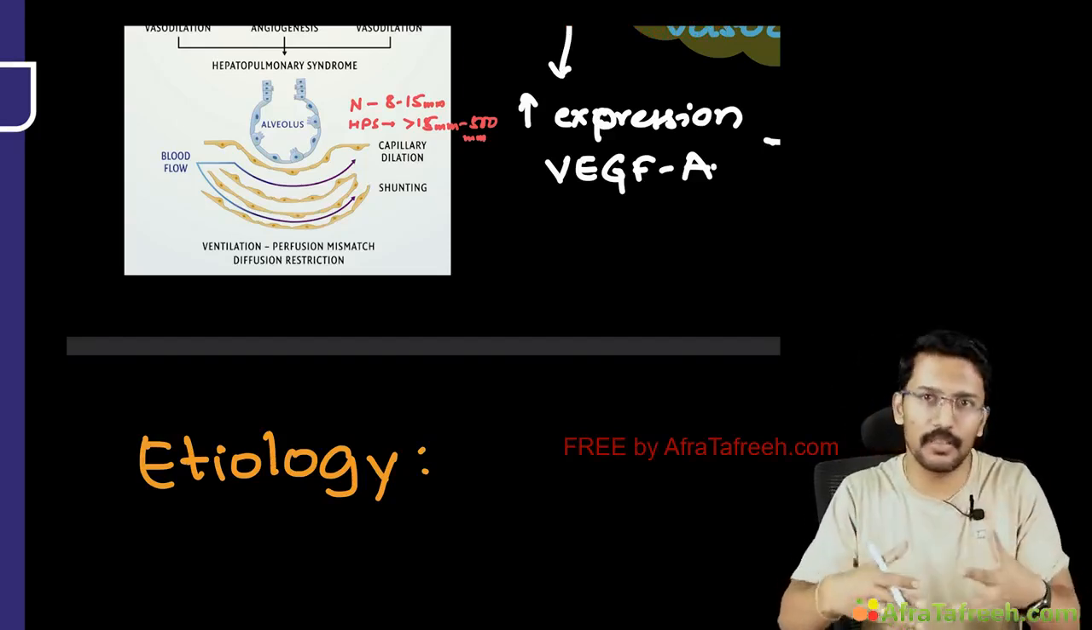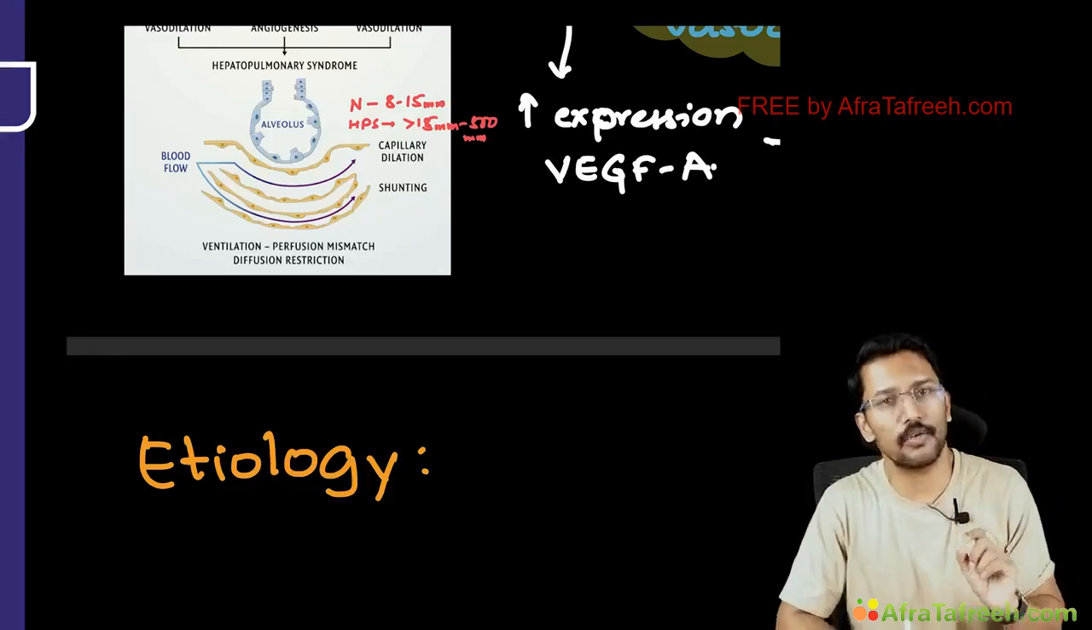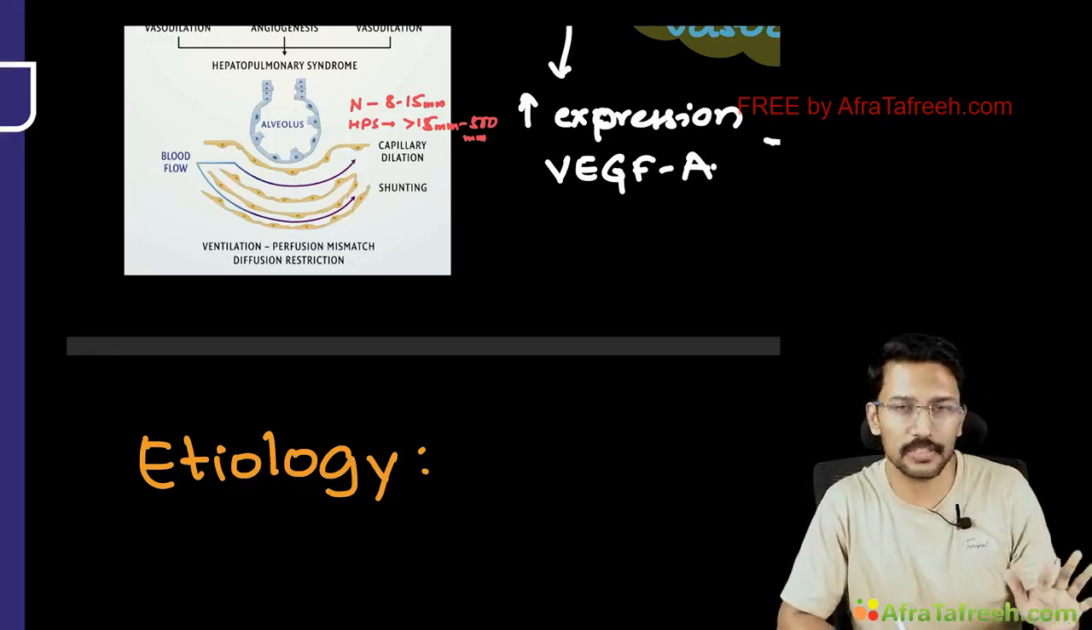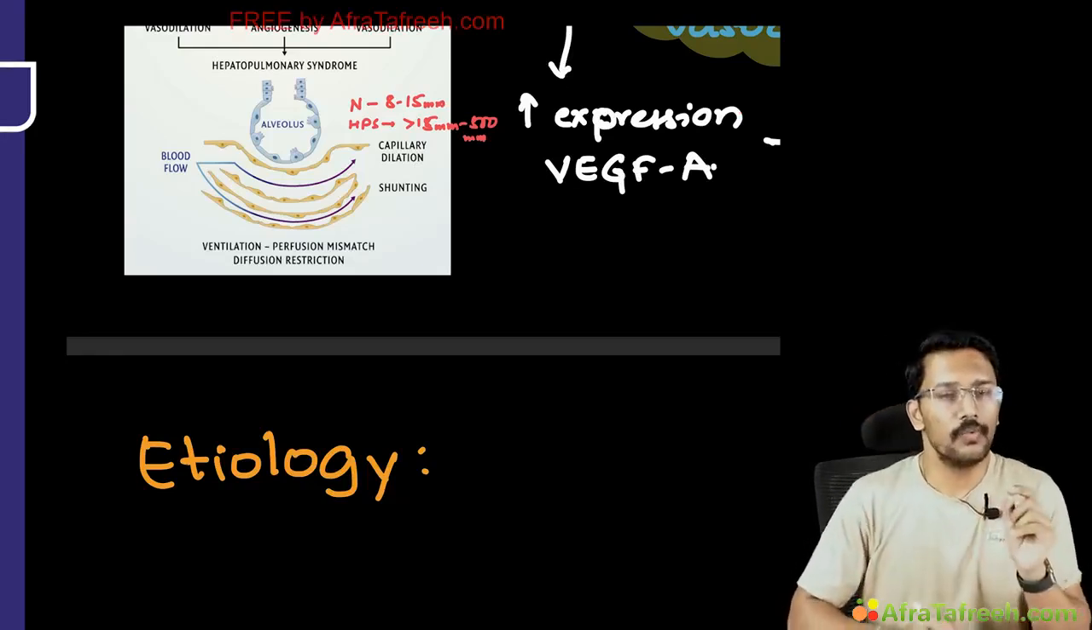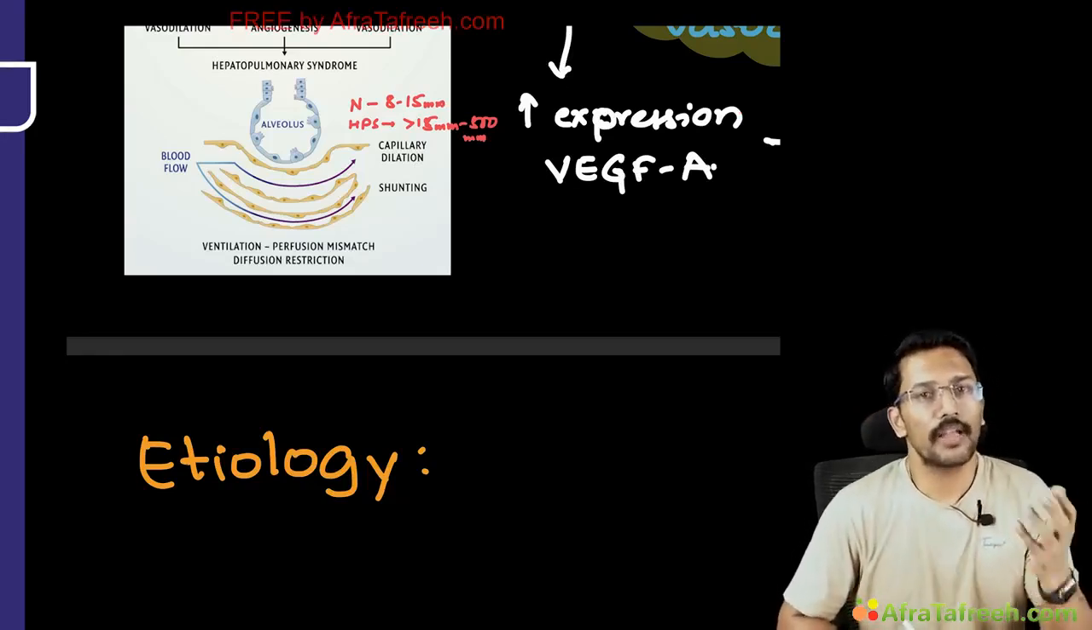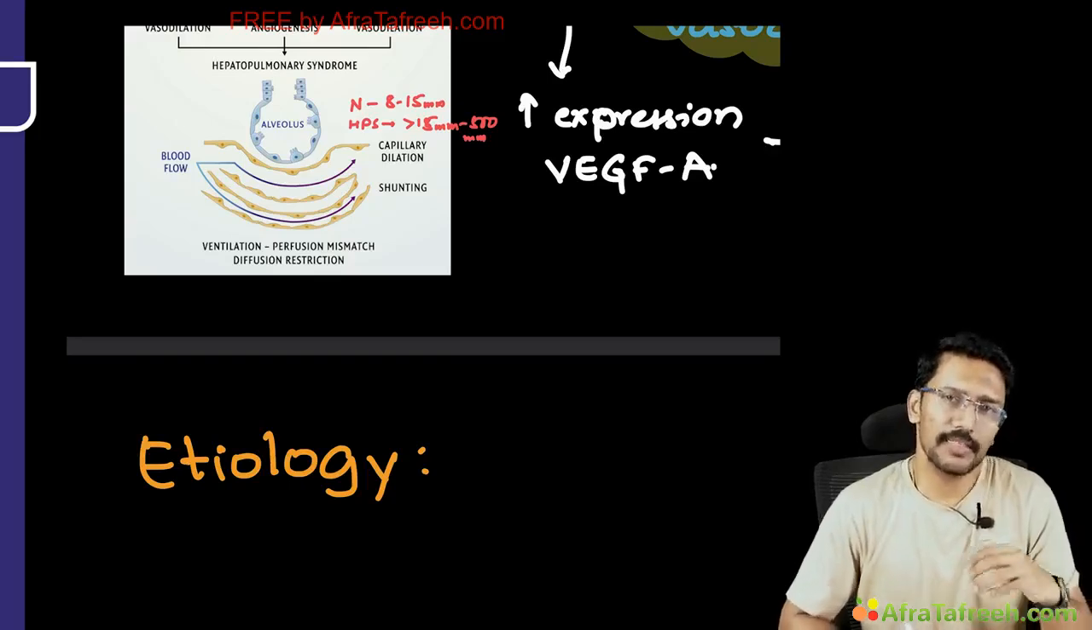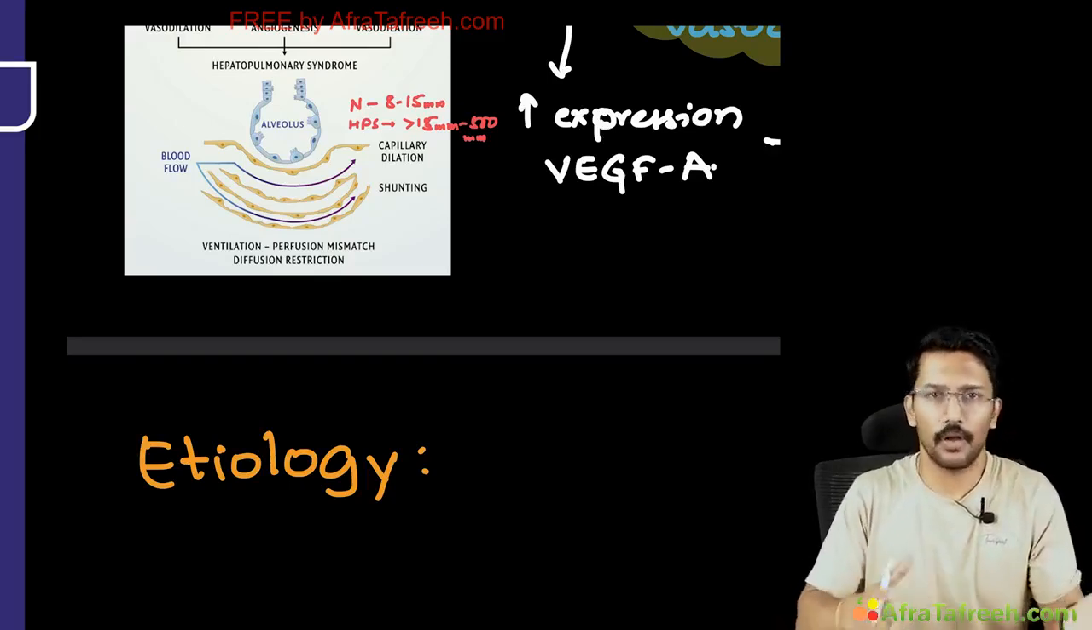The problem is within the lungs, right? So they are not expected to have orthopnea and PND, but they will have exertional dyspnea, and as the condition progresses, they will have rest dyspnea. Now, these patients generally will have platypnea. What do I mean by platypnea? It is exactly opposite of orthopnea, right?